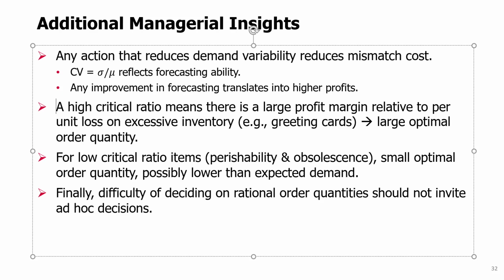Also note that a high critical ratio means there is a large profit margin relative to the per unit loss on excess inventory. This is, for example, common for greeting cards. With greeting cards you see large numbers of units and a lot of choice. Why is that? Well, because if you can procure something for 10 or 20 cents and sell it for $5, the underage cost is very large compared to the overage cost, even if your salvage value is zero.